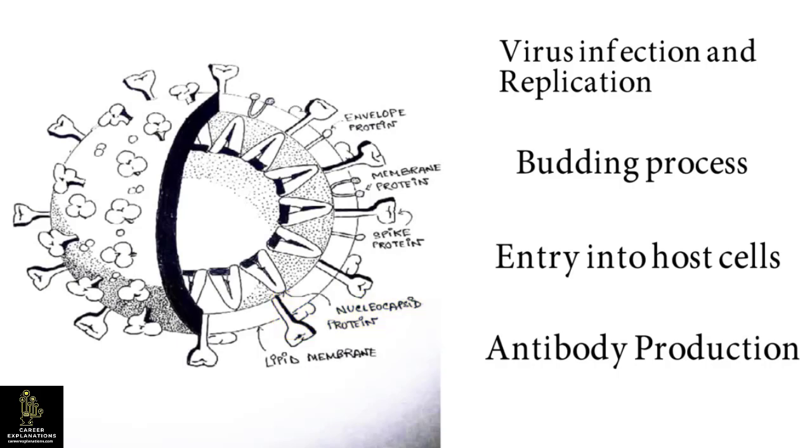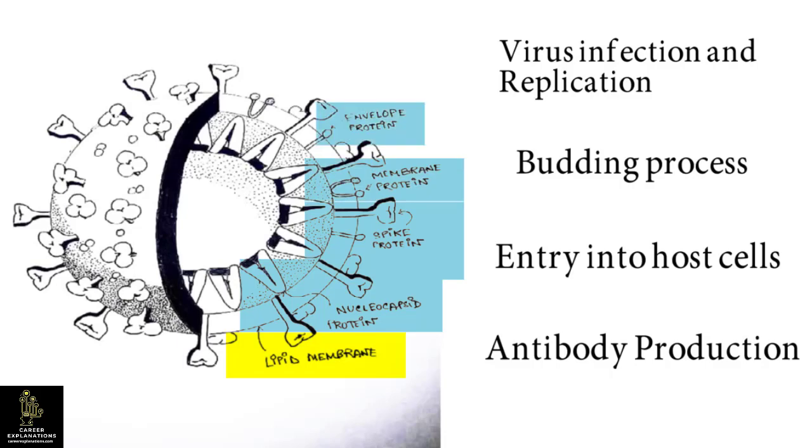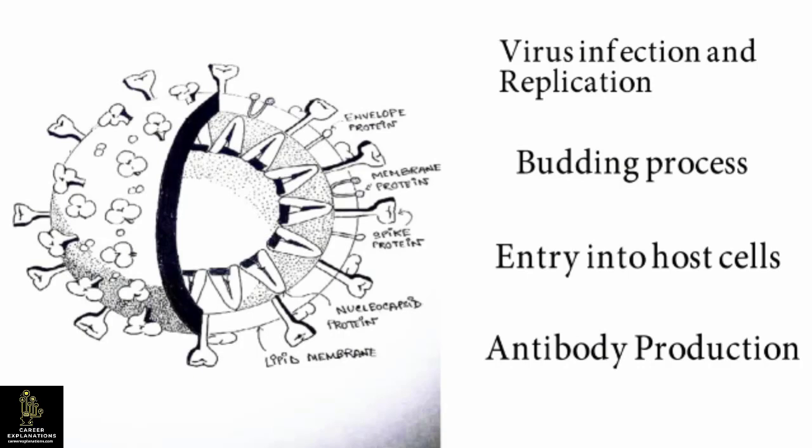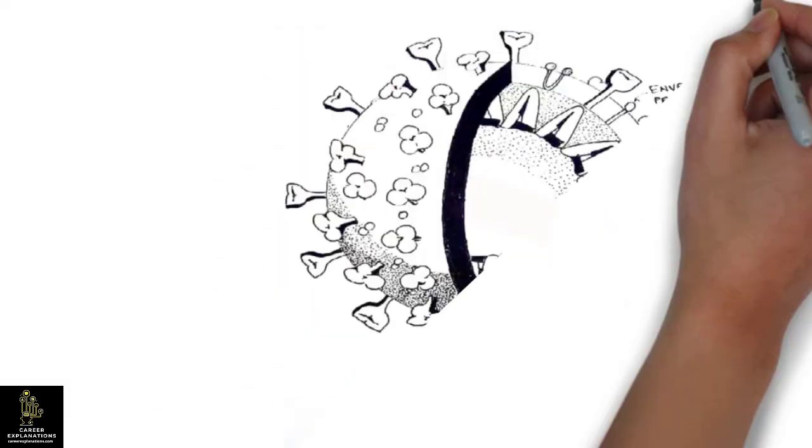The next component is the lipid membrane. The lipid membrane surrounds and coats the entire virus, and it harbors various components such as the nucleocapsid protein, the spike protein, the membrane protein, and the envelope protein. Moving on to our last and final component, the genome of the SARS-CoV-2.